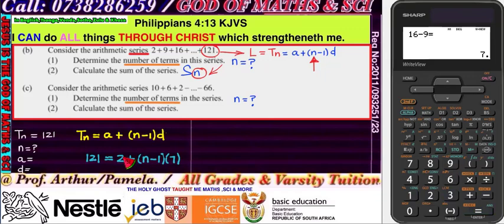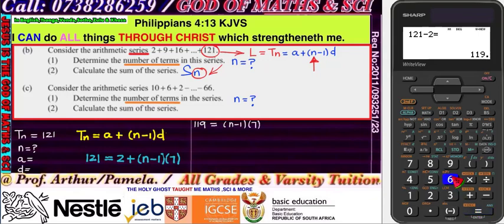In other words, the 2 goes to the other side. So you have 121, you're going to subtract the 2, so you're going to have 119. I'm just putting it one step at a time. So 119 equals, the A is gone because we already subtracted it, so equals open the brackets n minus 1 times the D, which is actually 7.